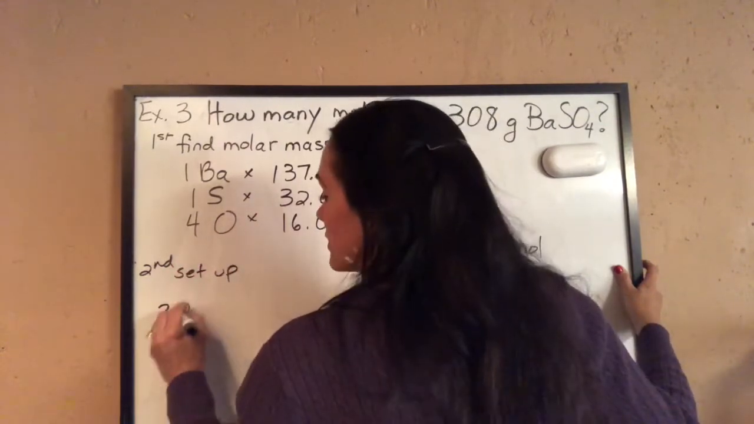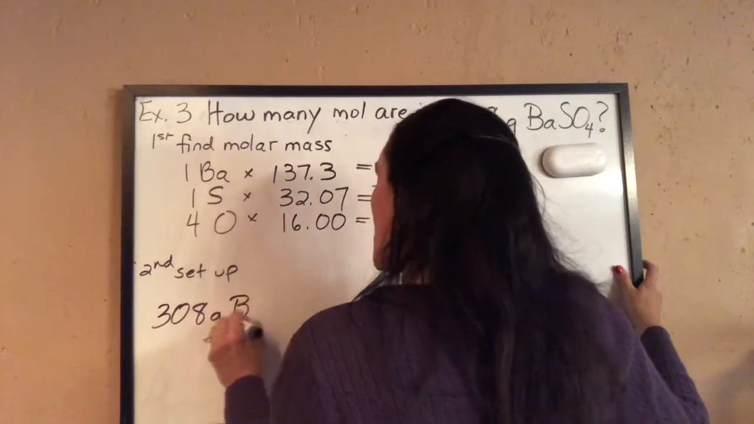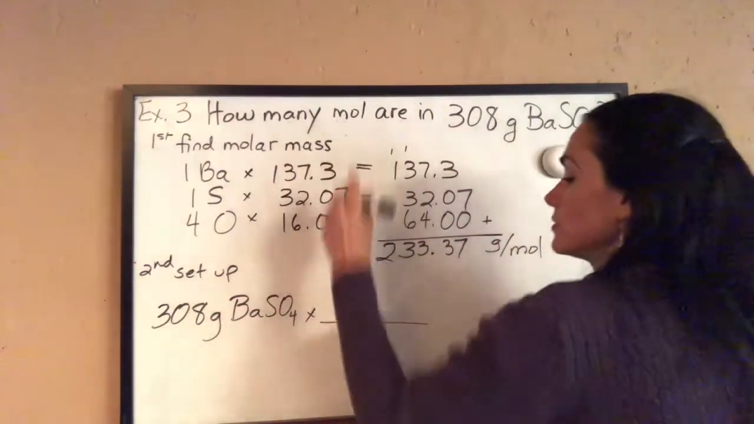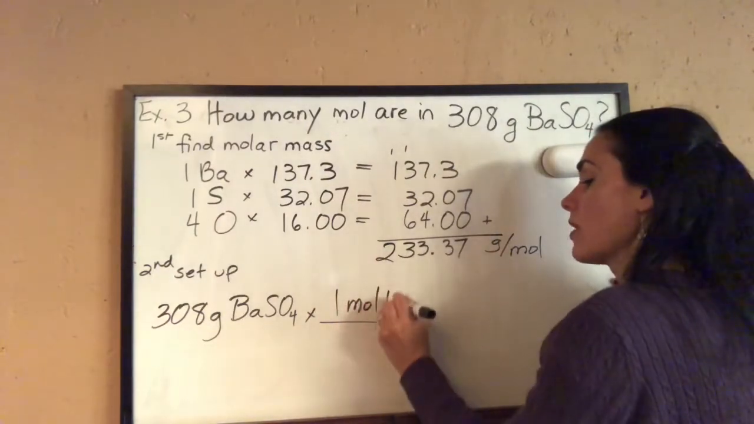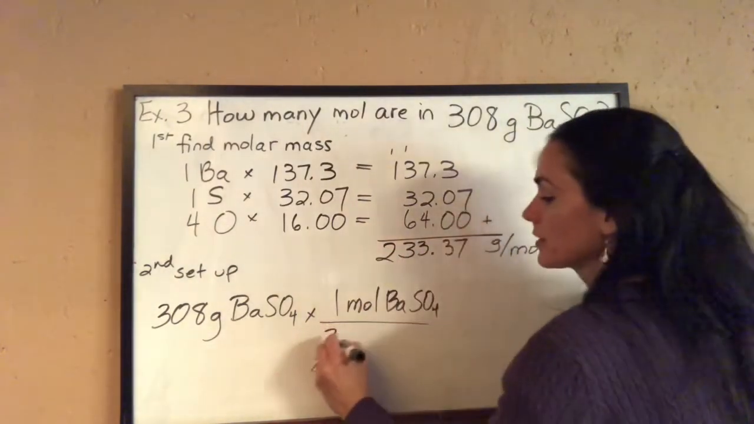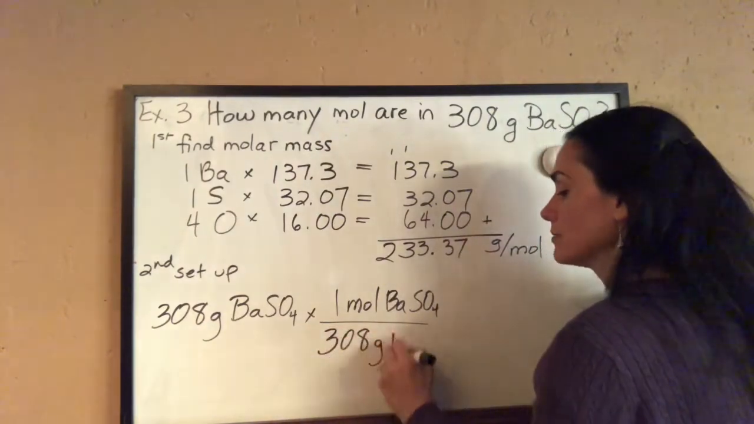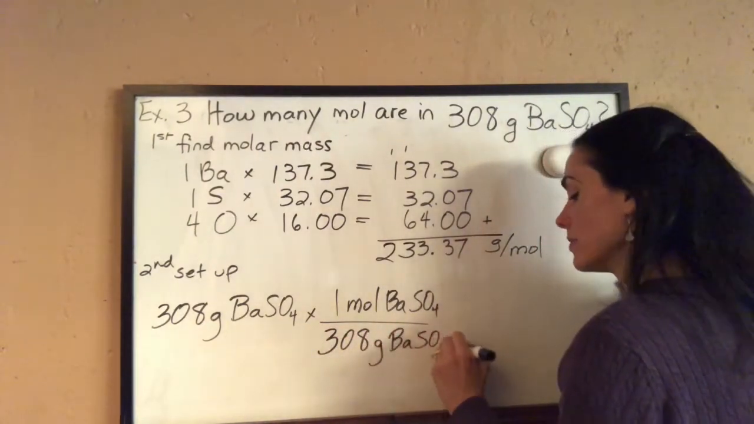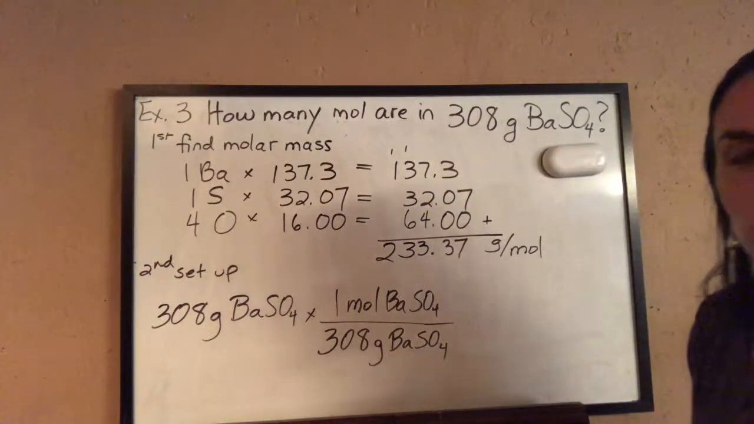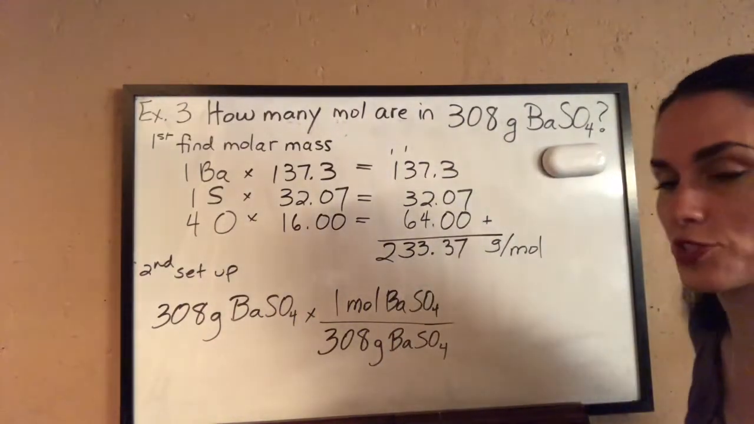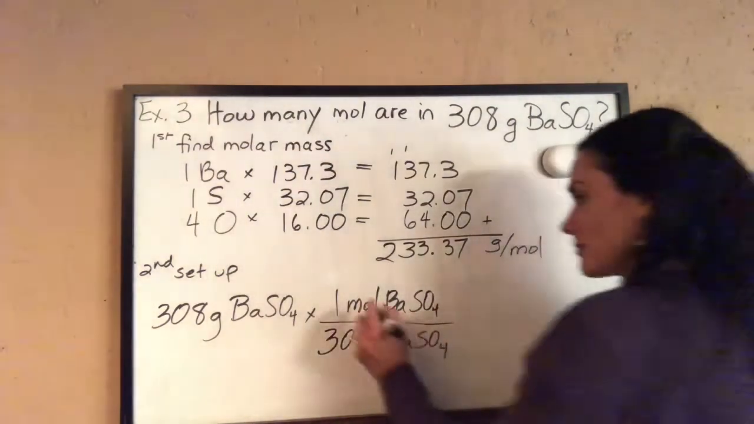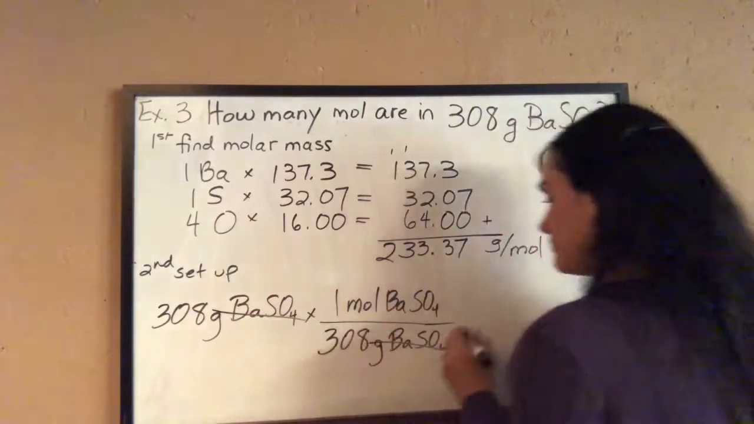So 308 grams barium sulfate. We want to convert into moles. 1 mole in the numerator on the top, and the 308 grams barium sulfate in the denominator on the bottom. Denominator D down below. That's how you can always remember those terms for a fraction, which, you know, this is a fraction. Grams cancel out.